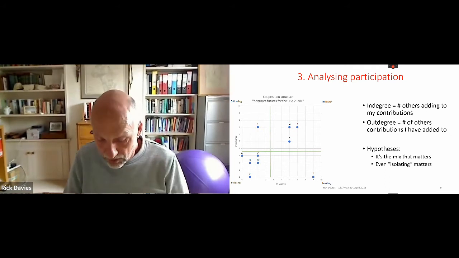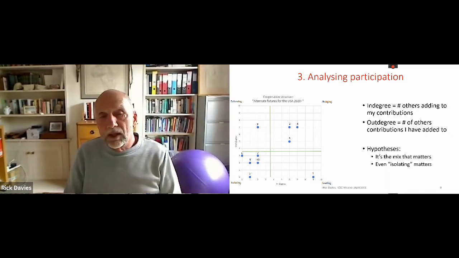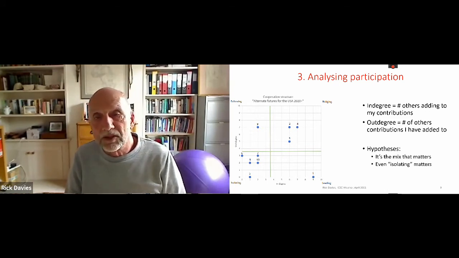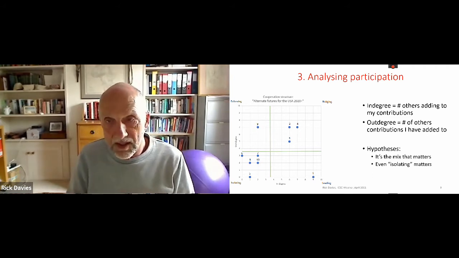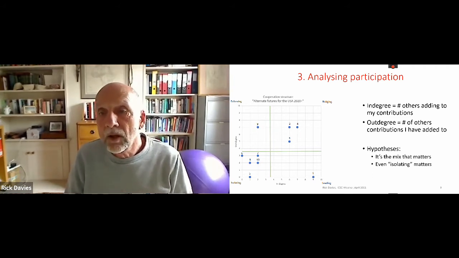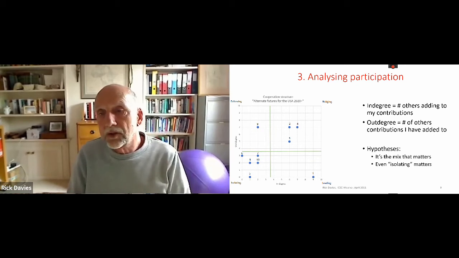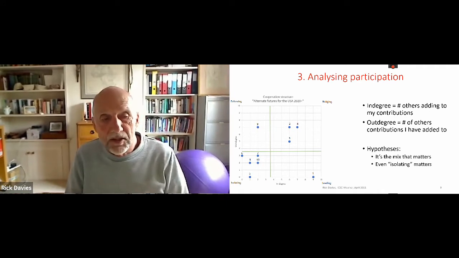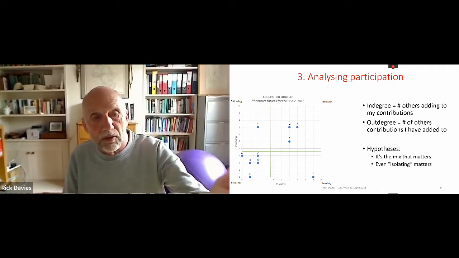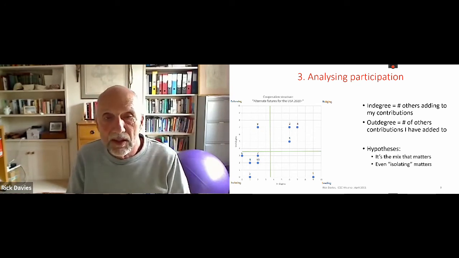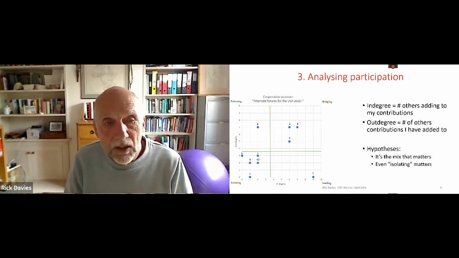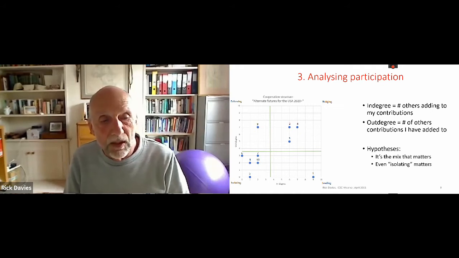And finally, not quite finally, but the other way of analyzing the PowerEvo exercise data is to look at the process of participation, how people participated. And in social network analysis, there's a classic distinction between in degree, that is, in this case, where other people added to my contributions, and out degree, where I added on top of other people's contributions. So in this scatter plot, we've got out degree on the vertical axis and in degree on the horizontal axis, and that gives us various possible combinations of participant behaviors. And I've sort of given these a label.